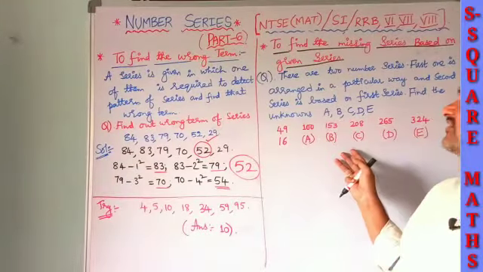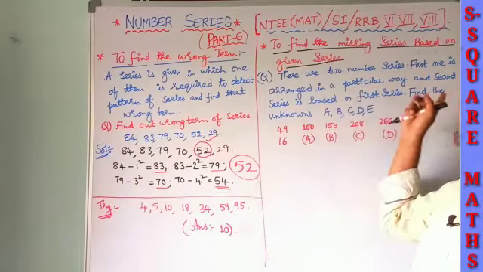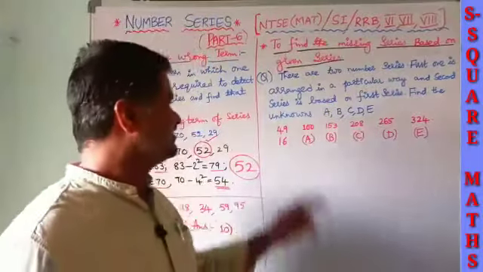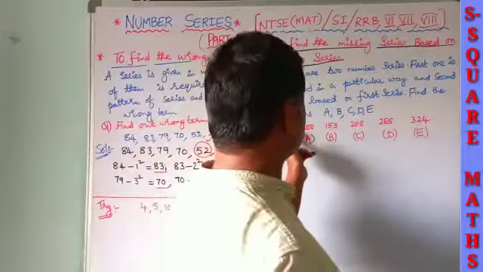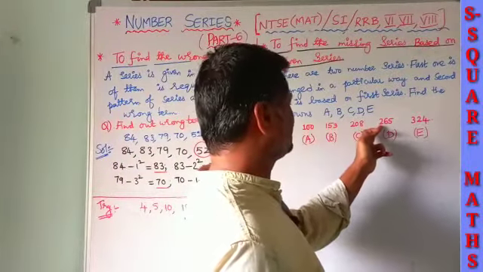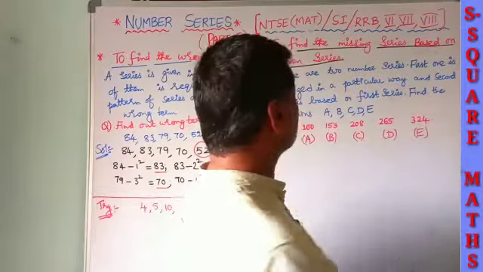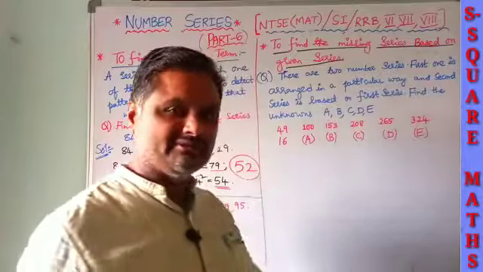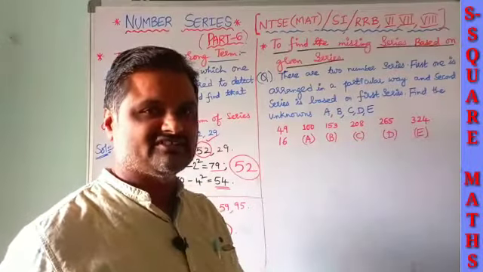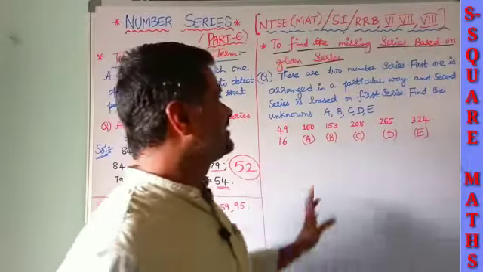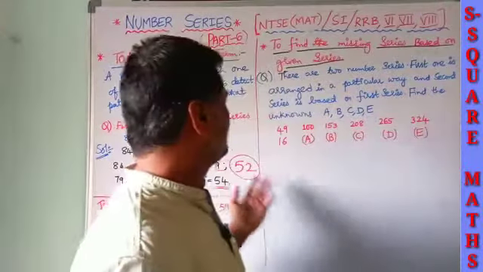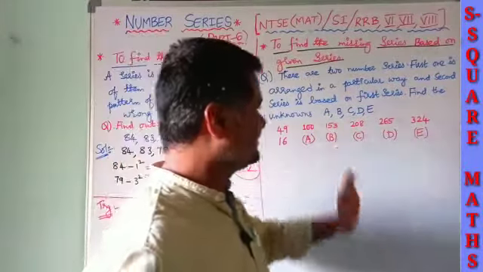Two number series will be given. The first one is arranged in a particular way. Out of the two number series, the first one is 49, 100, 153, 208, 265 and 324, arranged in a particular way. It may be addition or subtraction, multiplication or division, or some pattern. And the second series is based on the first series. Find the unknowns A, B, C, D, E.